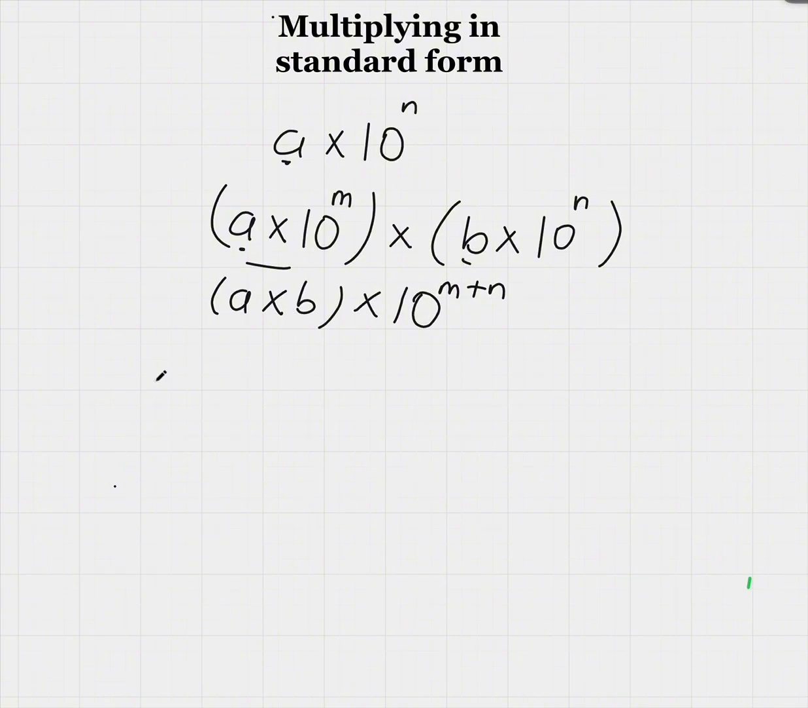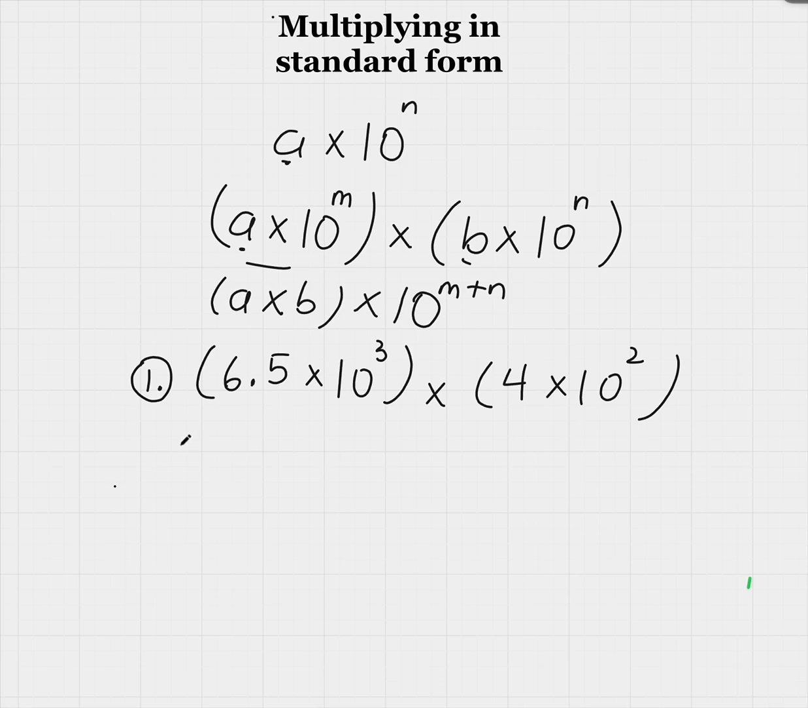Looking at some more examples of multiplying in standard form. Using the same rule, 6.5 is going to multiply 4. So 6.5 times 4. We're going to times this, and then times 10 would add 2. So the power here is going to add to the power here, making 5. 6.5 times 4 would give you 26 times 10 raised to the power 5.